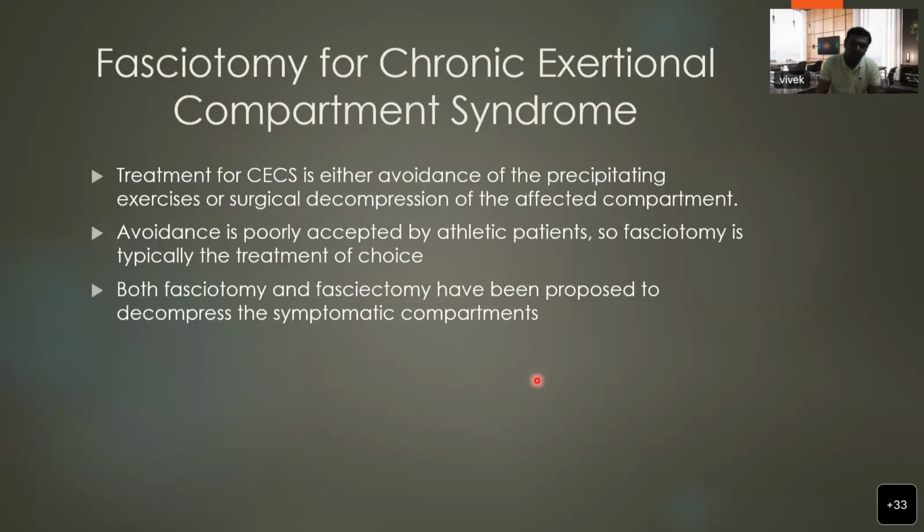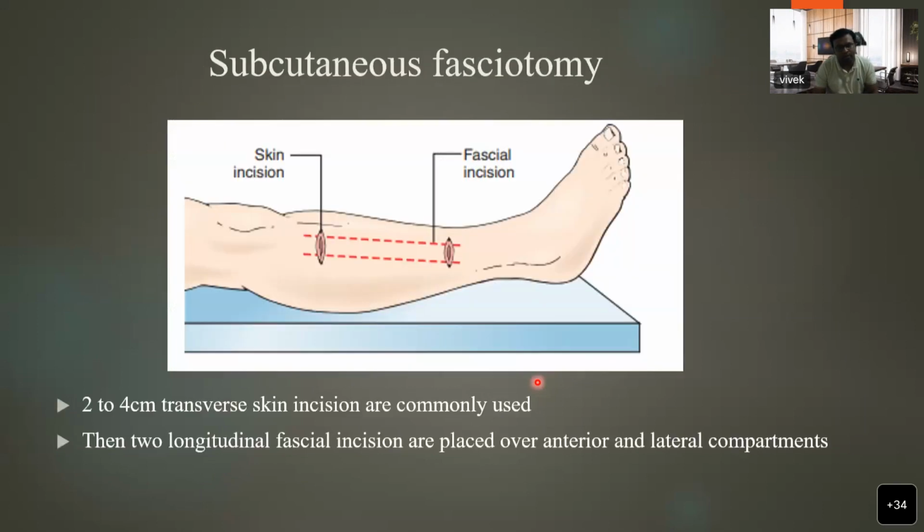Fasciotomy and fasciectomy have both been proposed for the decompression of symptomatic chronic exertional compartment syndrome. Treatment usually includes avoidance or surgical decompression. Usually, these patients are athletes, and there is poor acceptance of avoidance of exercise, so fasciotomy is the treatment of choice. Fasciectomy for this treatment has also been suggested.